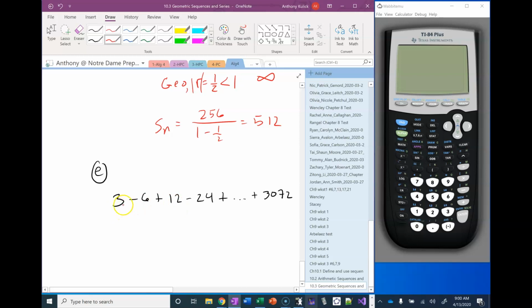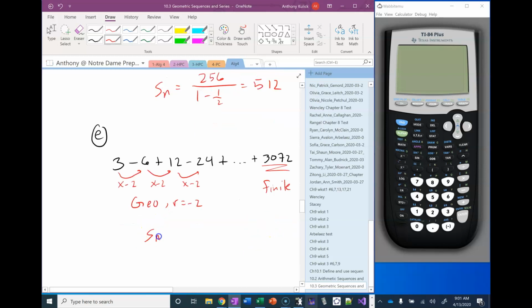Let's check to see if it's geometric. To go from 3 to -6, we'd have to multiply by -2. To go from -6 to +12, we'd have to multiply by -2. And from 12 to -24, we'd have to multiply by -2. So I know that it's geometric, and my r value is -2. Since this has a last term, I know it's finite, so the formula I'm going to be using is this one.